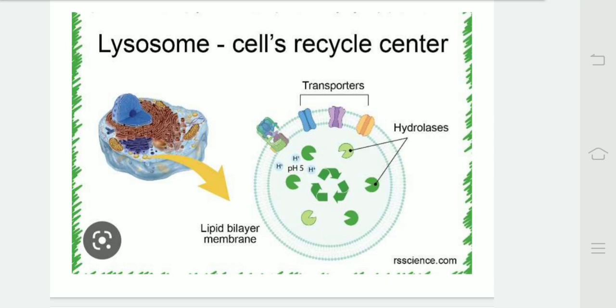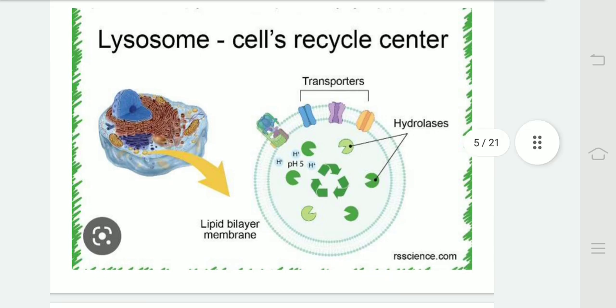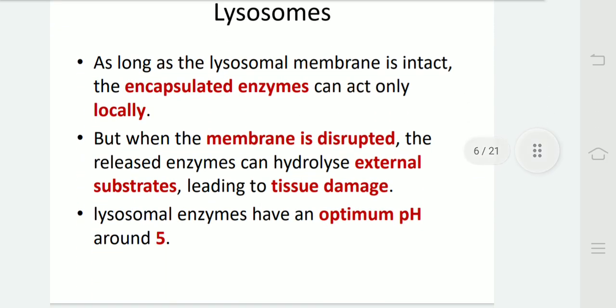The lysosomes are a bag full of enzymes at an optimum pH of 5. As long as the lysosomal membrane is intact, the encapsulated enzymes can act locally, but when the membrane is disrupted, the released enzymes can hydrolyze external substrate, leading to tissue damage. Lysosomal enzymes have an optimum pH around 5.